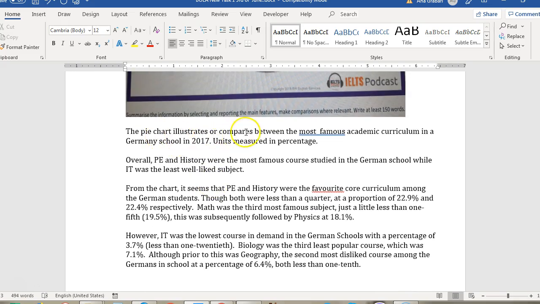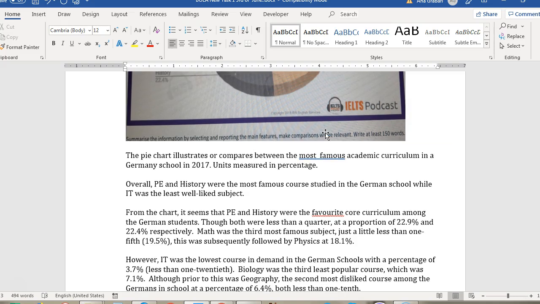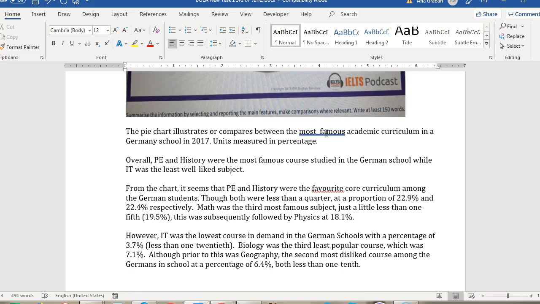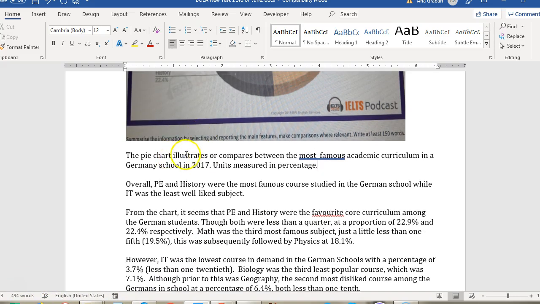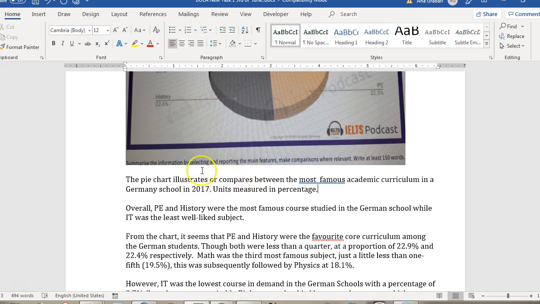The pie chart illustrates or compares between the most famous academic curriculum in the Germany school in 2017, units measured in percentage. Okay. Yes, it's really good that you're trying to have a first introductory sentence. This is great, but we really need to fix some language here because it sounds ungrammatical. You can say illustrates and compares, but why use both verbs?